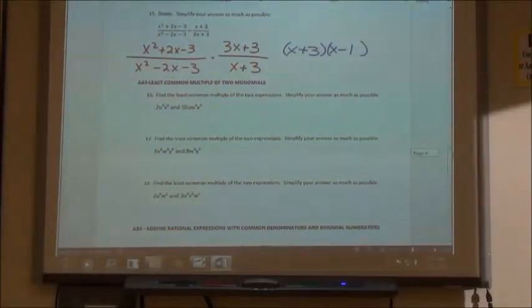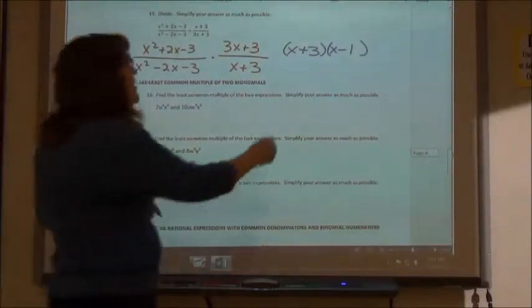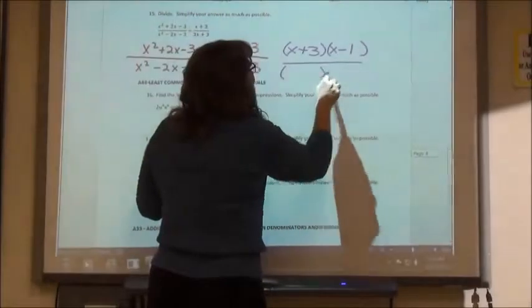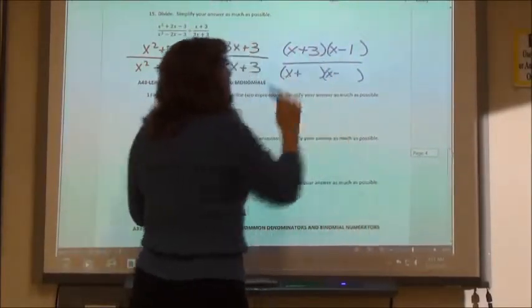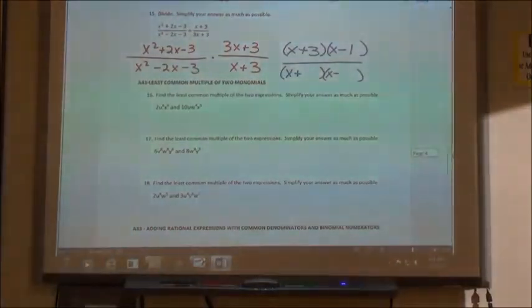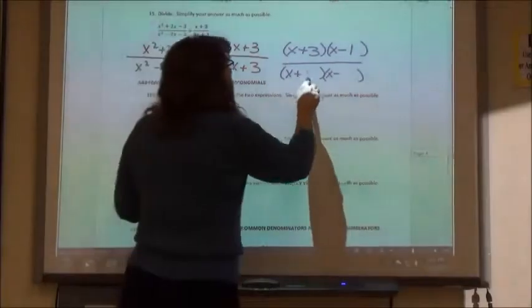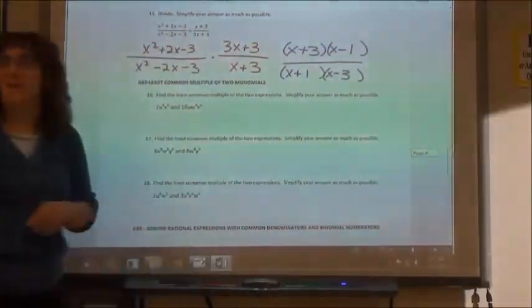So the bottom looks really close to the top, it's just that middle sign is different, right? So that should give us a big hint on factoring. We're going to have an x and an x, a plus and a minus, but this time we're going to put them in as 1 and 3, right? We want the plus 1 and the minus 3 to get a minus 2 in the middle.